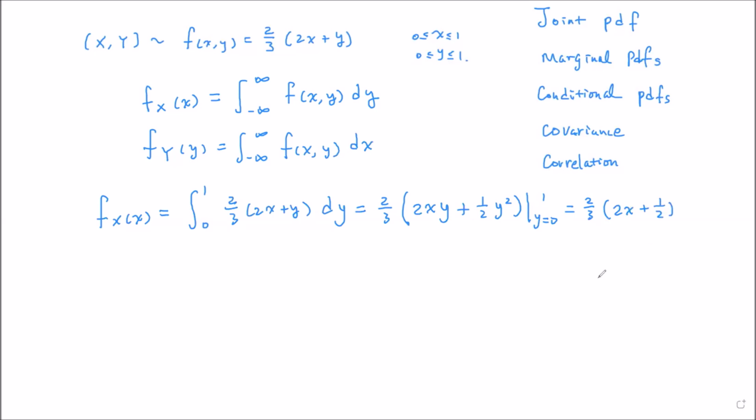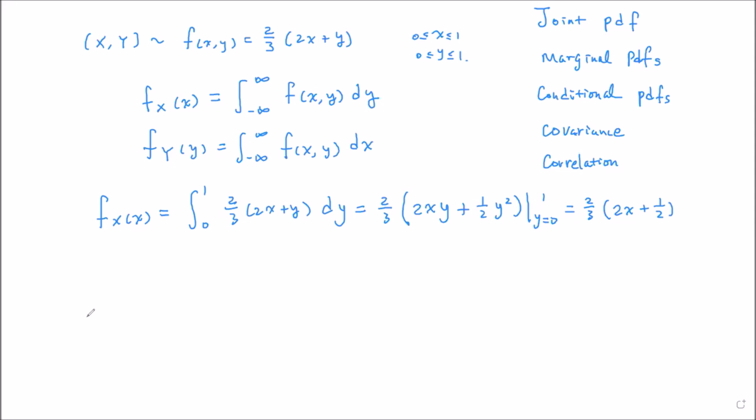Okay. A quick check, that is a PDF. You integrate this function with respect to x, the antiderivative 2/3 times x squared plus half x, and you evaluate from 0 to 1, you do get 1. Okay, very quickly you see 1 plus 1/2 is 3/2. You multiply by 2/3, you get 1. So that's pretty good. I'm pretty sure that is right. It's a marginal density function.